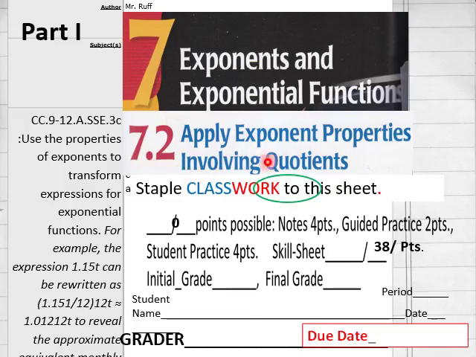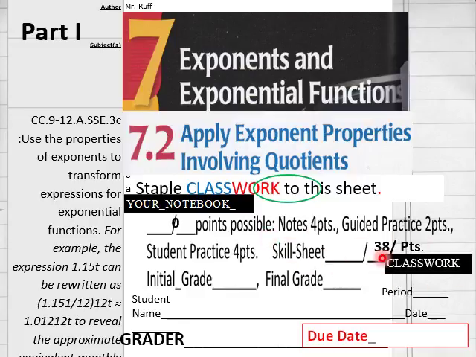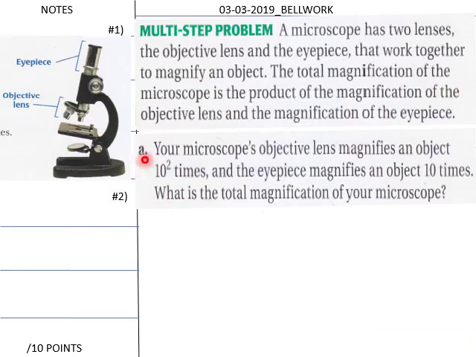7.2, apply exponent properties involving quotients. This is Part 1. You have a 38-point skill check here, a skill sheet. And for notes, there are no notes on this lesson. There's a 38-point classwork sheet.